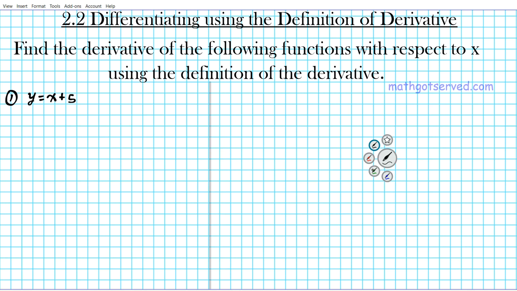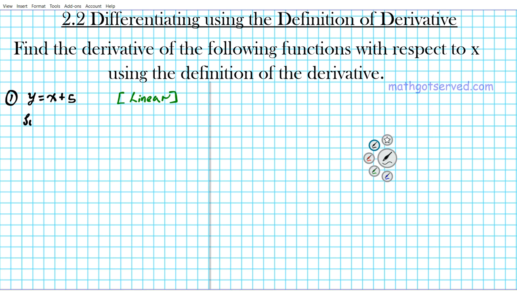Alright, so in this particular example, we're going to be looking at a linear function, and we want to figure out how to differentiate, how to find the derivative of this linear binomial using the limit definition of derivatives.